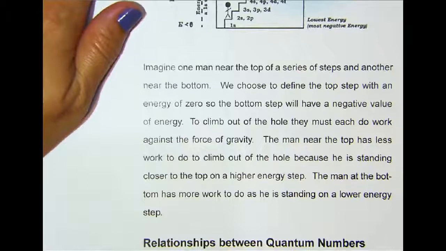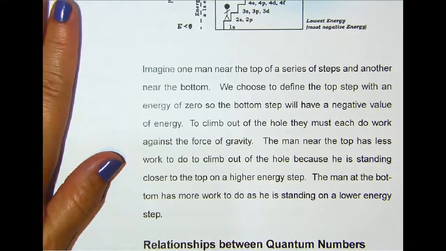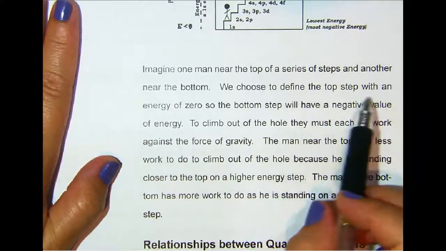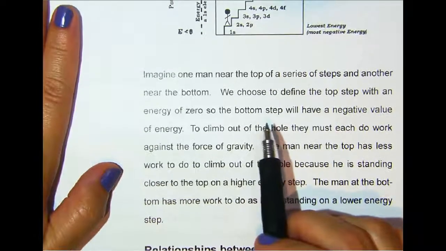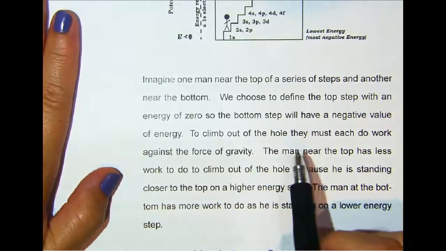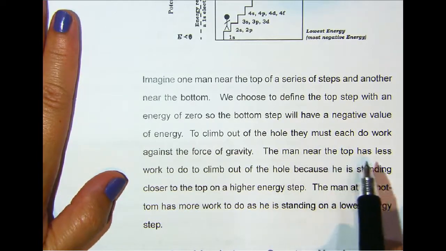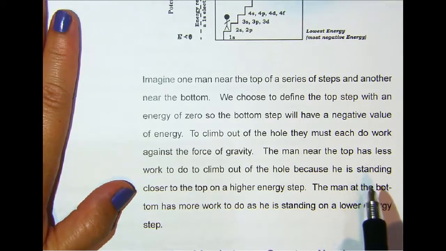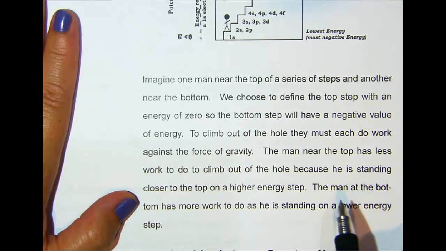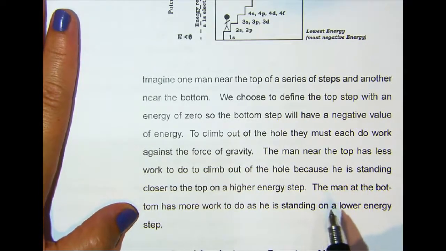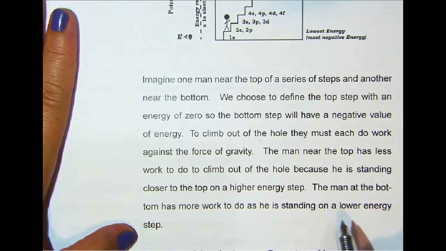Imagine one man near the top of a series of steps and another near the bottom. We choose to define the top step with an energy of 0, so the bottom step will have a negative value of energy. To climb out of the hole, they must each do work against the force of gravity. The man near the top has less work to do to climb out of the hole because he is standing closer to the top on a higher energy step. The man at the bottom has more work to do as he is standing on the lower energy step.